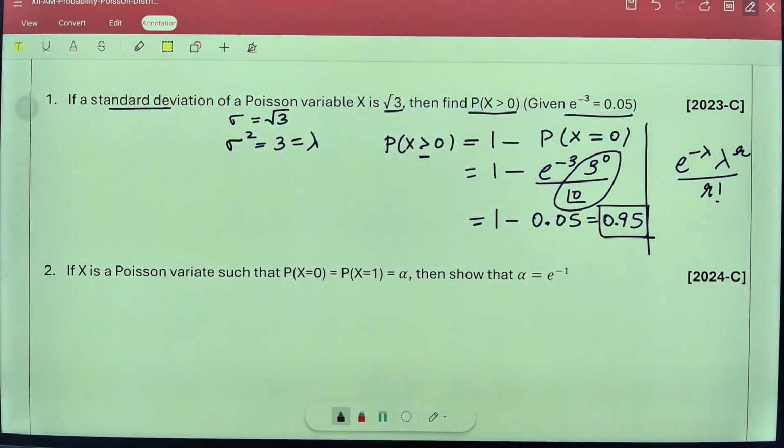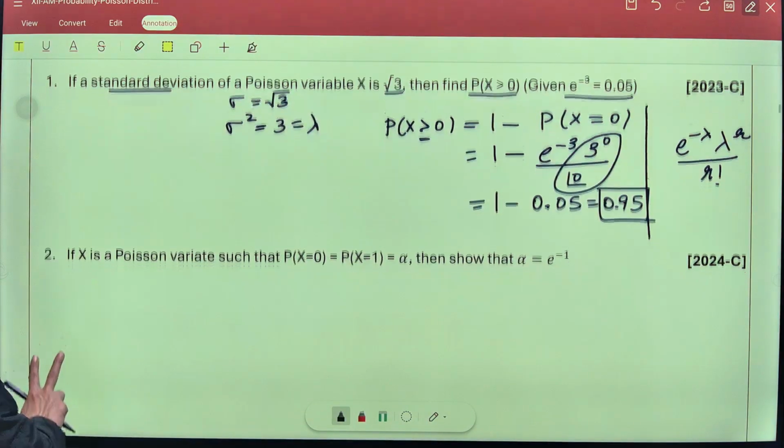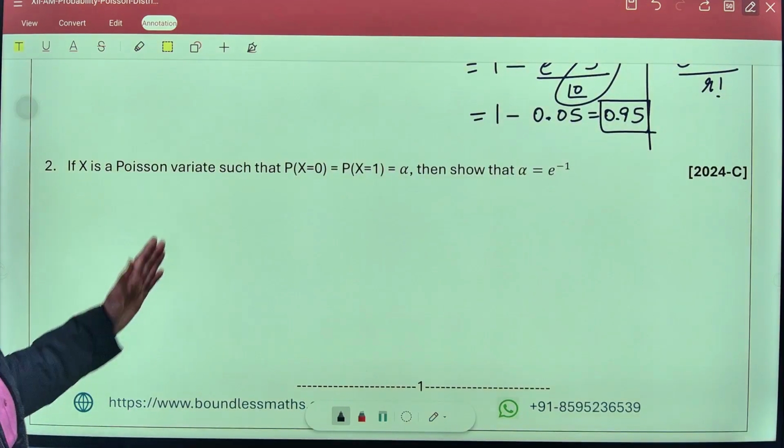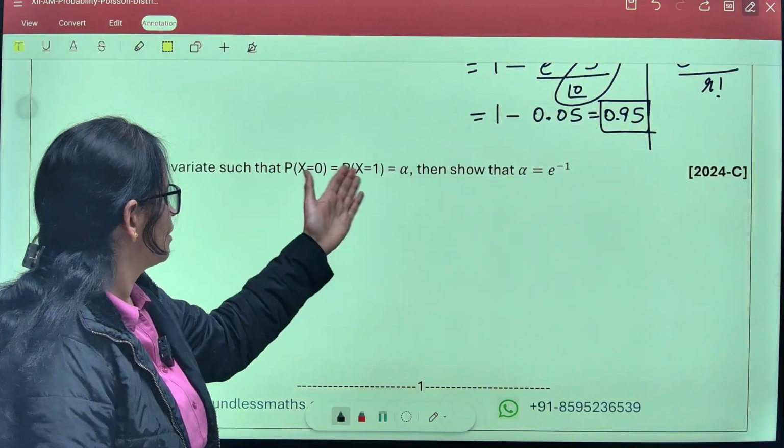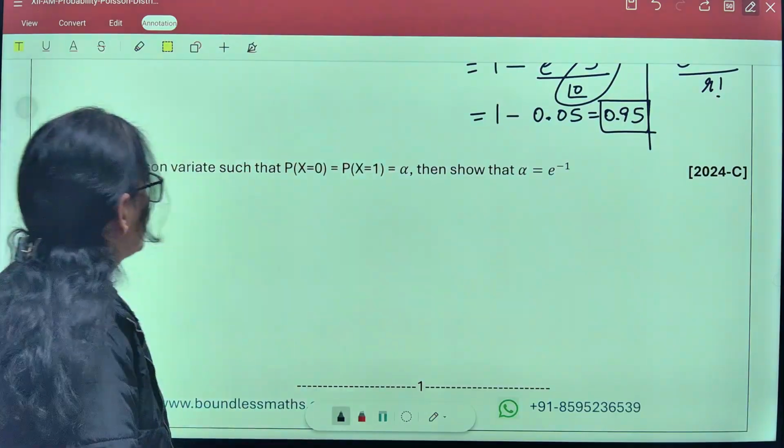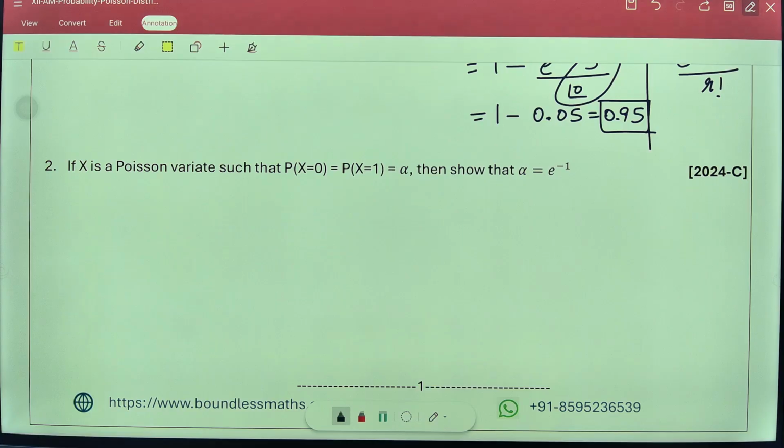Let's move to the next question. If x is a Poisson variate such that probability of x as 0 and probability of x as 1 both are equal and both are equal to alpha. Show that alpha is equal to e raised to power minus 1.